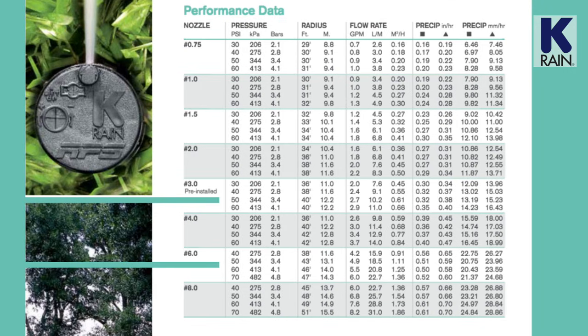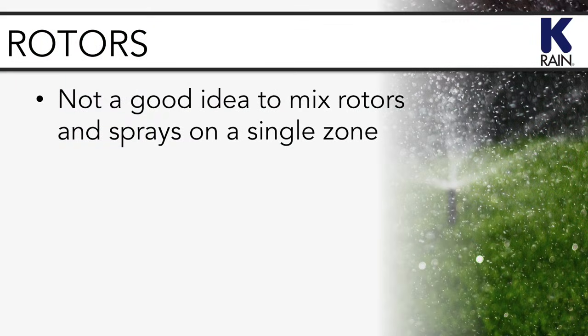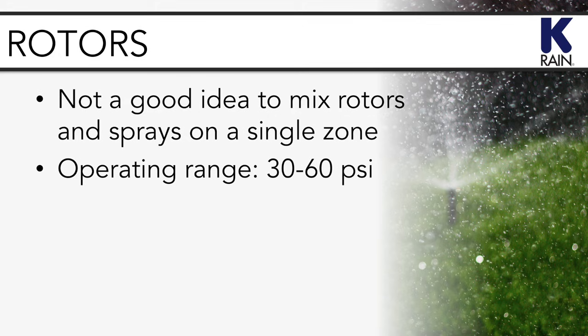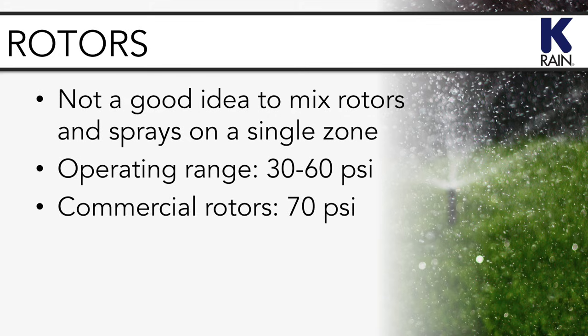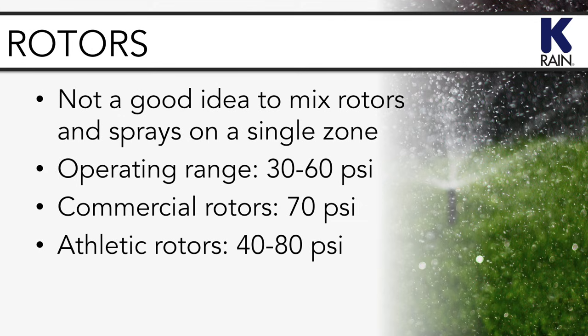In general, rotor precipitation rates are lower than those of fixed sprays, so it is not a good idea to mix rotors and sprays on a single zone. Rotors operate best between 30 and 60 psi. Commercial rotors will perform at pressures up to 70 psi, and athletic rotors require pressures between 40 and 80 psi to operate.